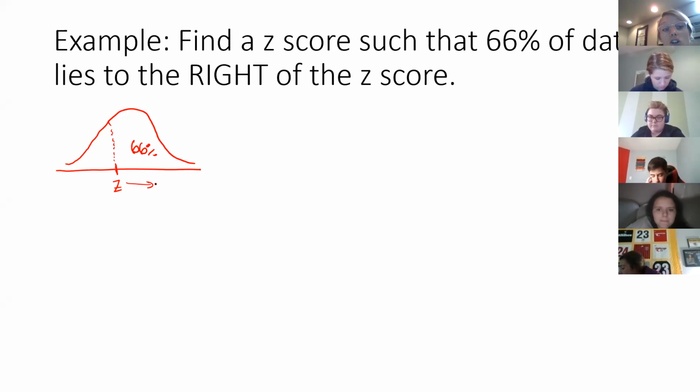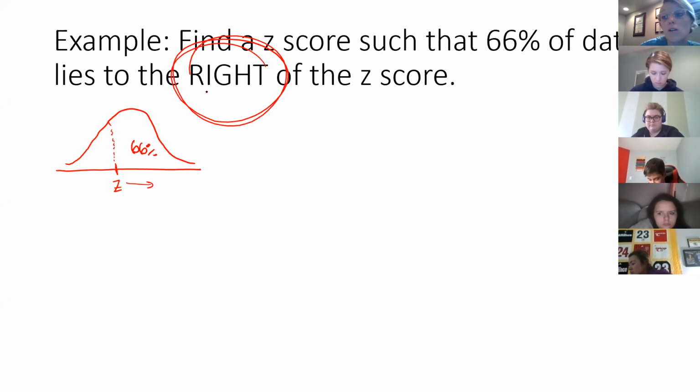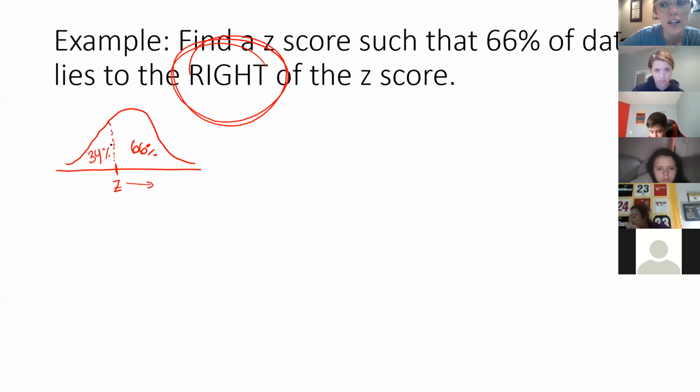But the only trick with this is you have to know that your table always gives you the probability that is to the left of the Z-score. So whenever it says something like to the right, we need to right away start with, okay, if that's to the right, what would be the number for the Z-score in the table? If this is 66, this is going to be 34, because I'm just doing 100 minus 66. So if that's 66 over there, then this is going to be 34 over here.